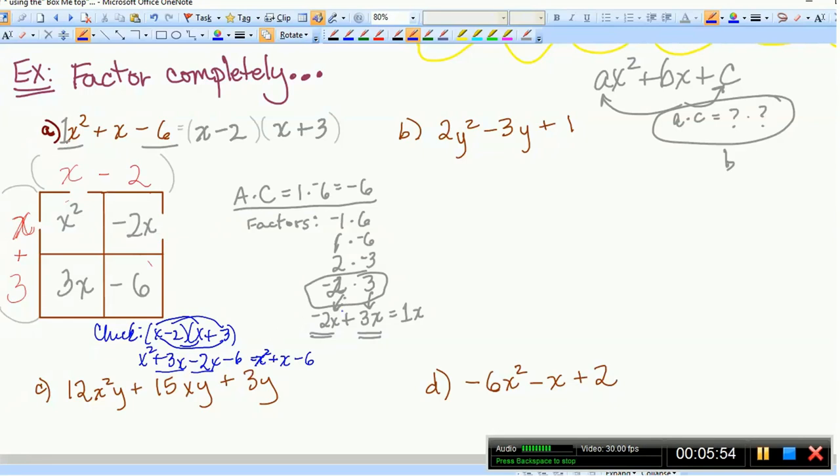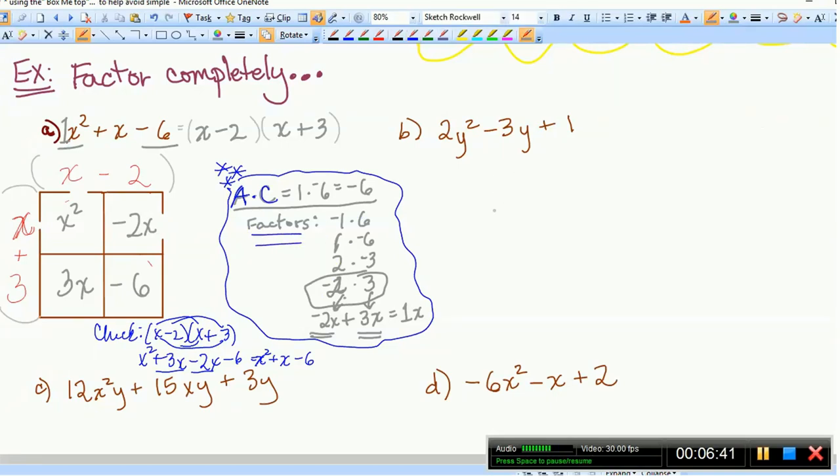I think the worst part of it is the AC part, but you would have to do the AC method scratchwork part regardless. This is one of the most important parts of factoring trinomials. If you can get this AC method, finding factors of this number that combine to give the center term, then you're in good shape. This is where it takes a little practice.